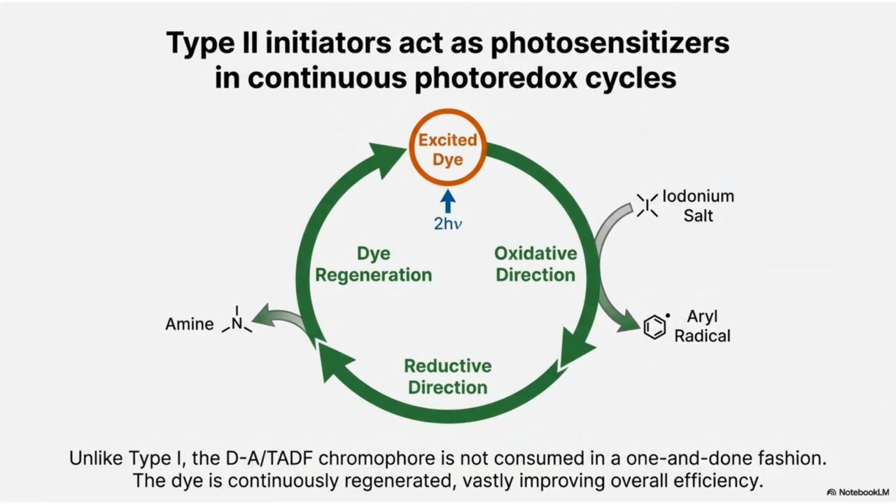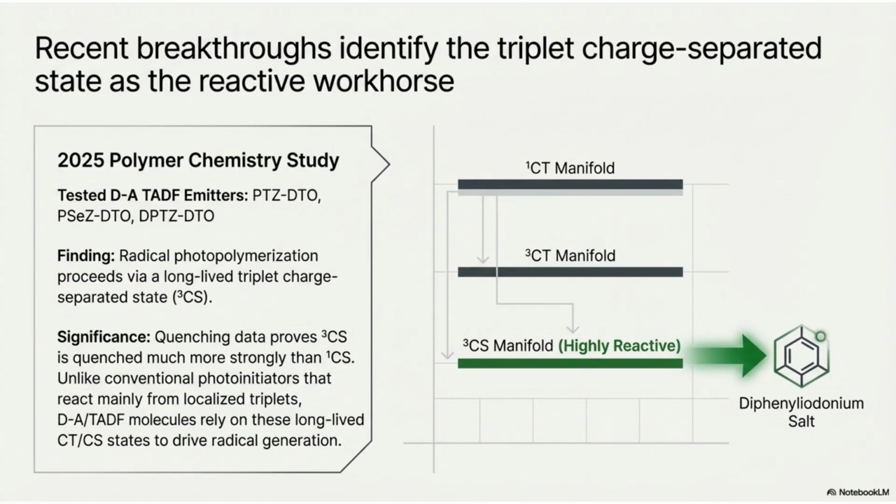Type 2 initiators act as photosensitizers in continuous photoreduction cycles. The DA or TADF chromophore is continuously regenerated through an oxidative and reductive direction, vastly improving overall efficiency. Recent breakthroughs identify the long-lived triplet charge-separated state as the reactive workhorse. DA-TADF molecules rely on these long-lived states to drive radical generation, unlike conventional photoinitiators.